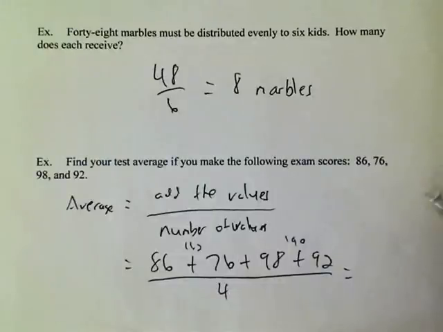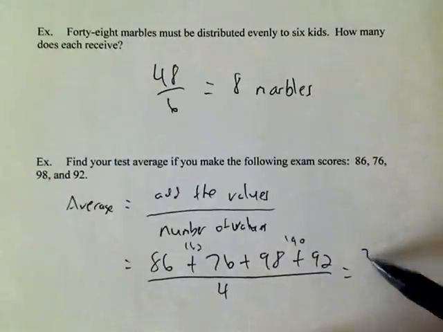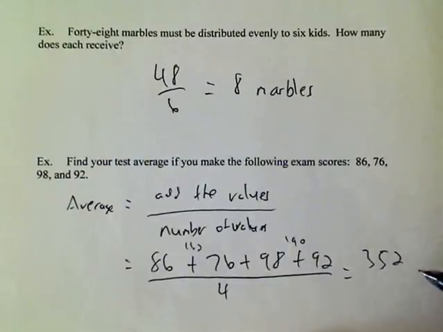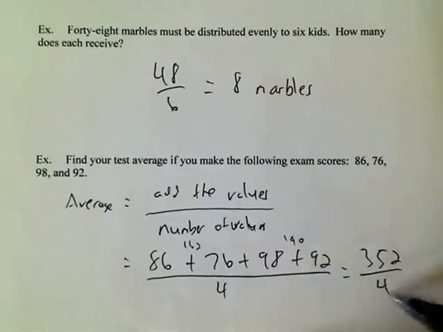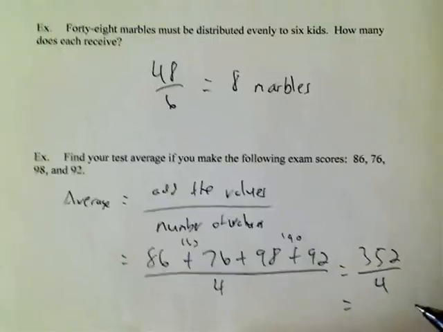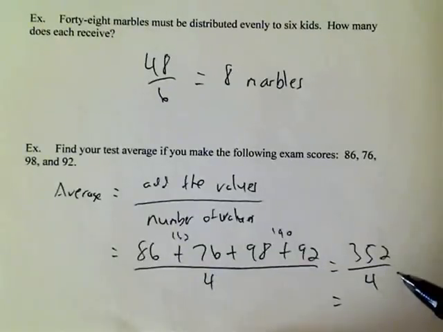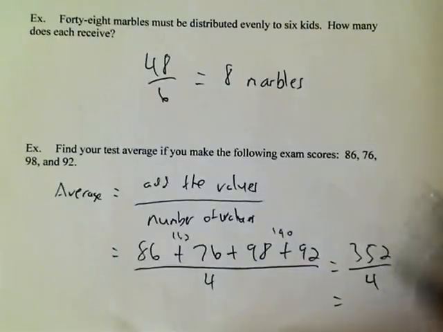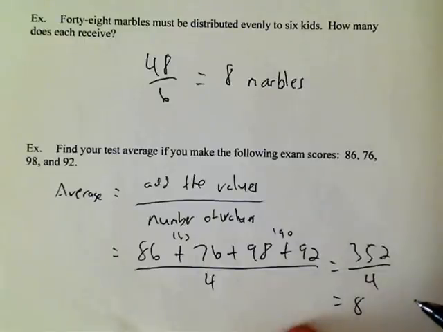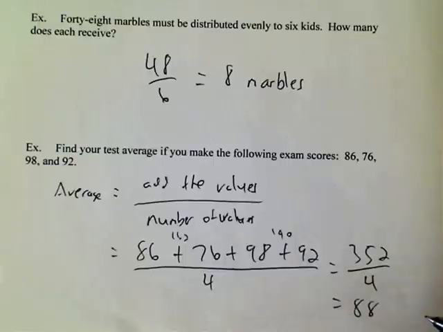Looks like 352 to me. So we're going to divide that by 4. When we divide 352 by 4, we're going to get 88 is the answer. That's the average.